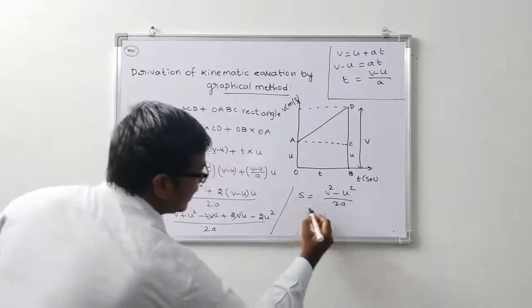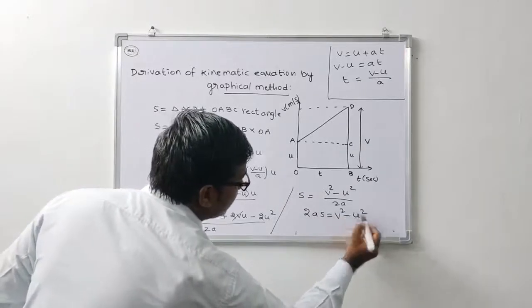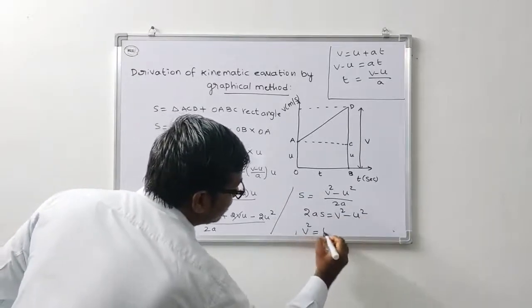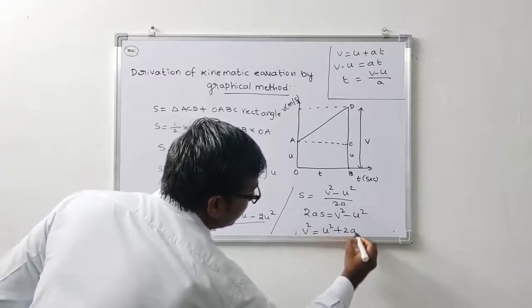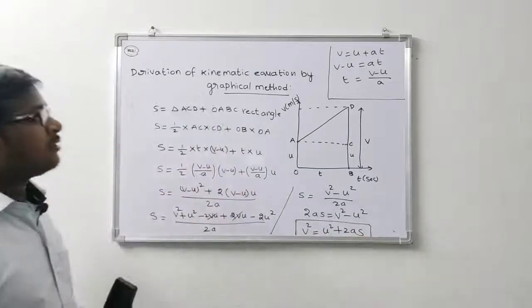Okay, cross multiplication, 2AS is equal to V square minus U square, then V square is equal to U square plus 2AS. This is the third equation.